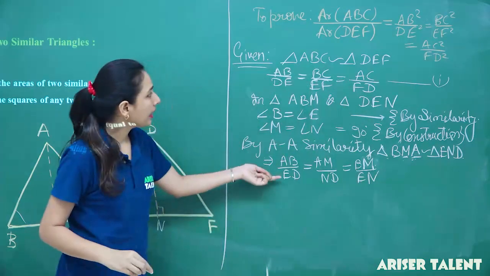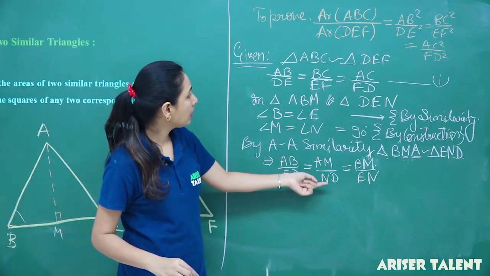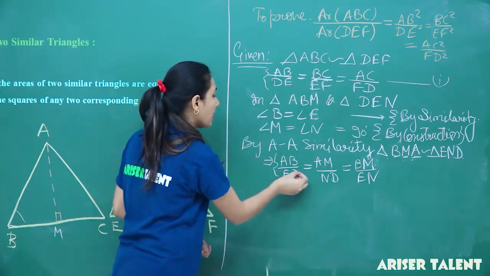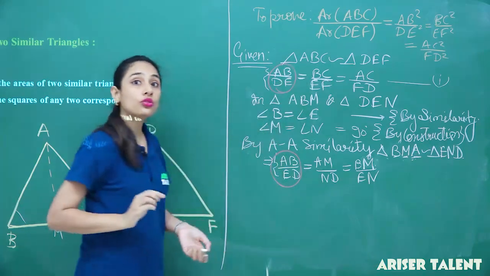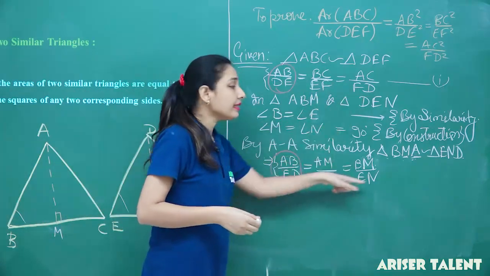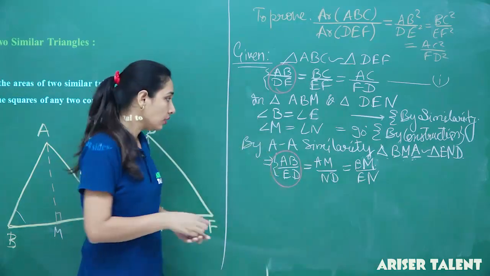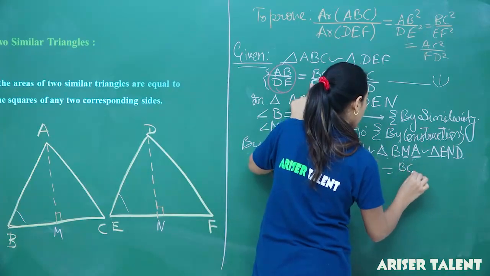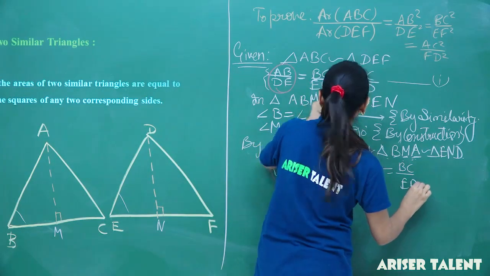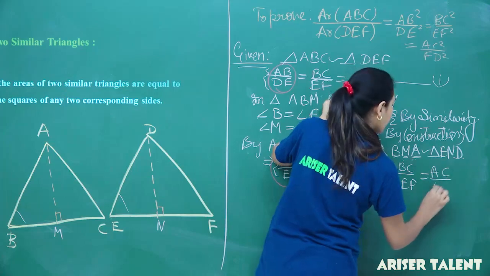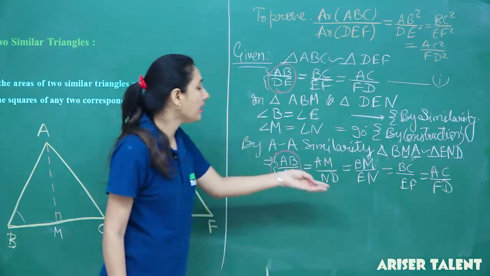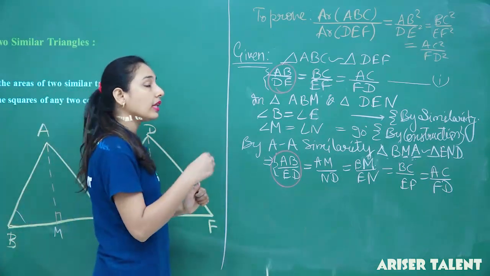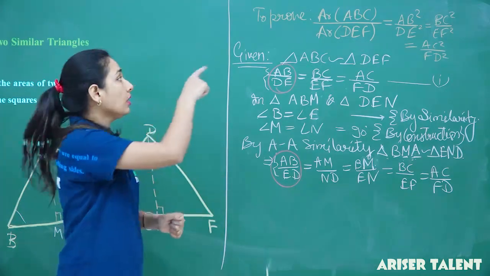Now students, AB by ED is here and also here. So we can just mark this and this. So these all six proportions are equal. So we can write it equals BC by EF equals AC by FD. Now students, we have these six proportions equal and we have concluded in this way. Now what we have to do?